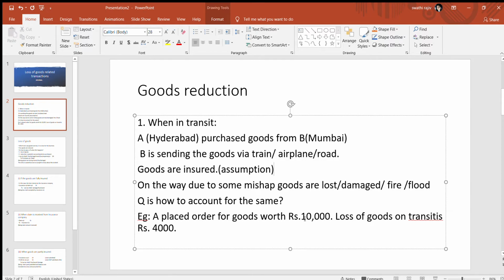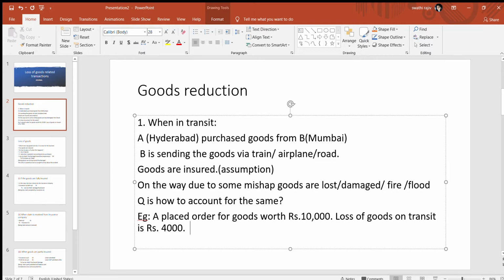It is 10,000. All the four to five journal entries that we are going to see today, we are working with the same example. A placed an order for goods worth 10,000. Loss of goods in transit is rupees 4,000. 4,000 worth of goods is missing. By the time A got these goods in Hyderabad, he realized that 10,000 worth of goods are not there. He is receiving only 6,000 worth of goods. Then what happened to the 4,000 and how will he record it is what we are going to see here.